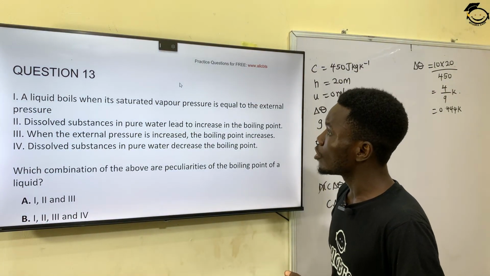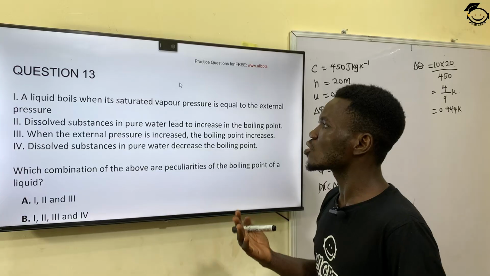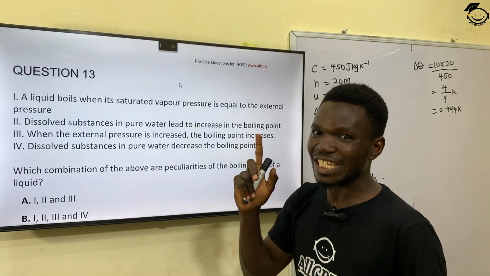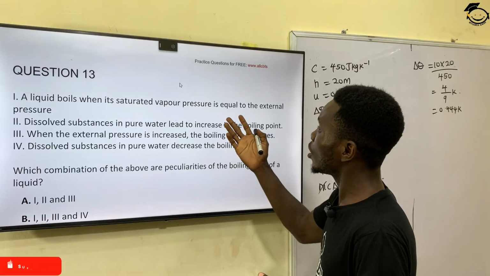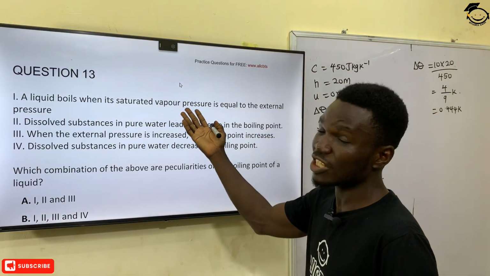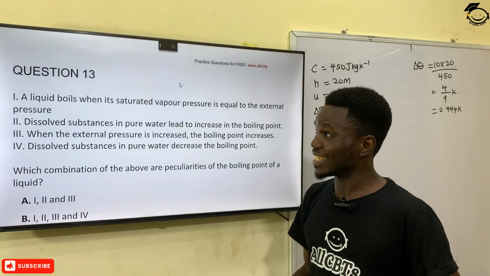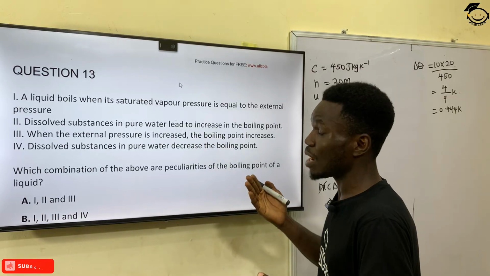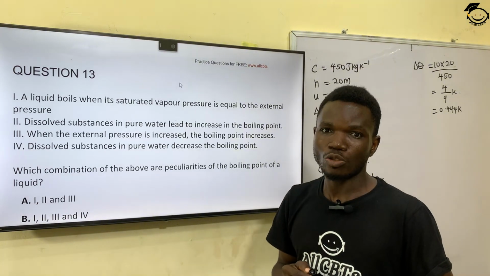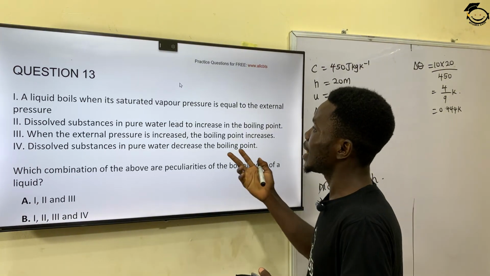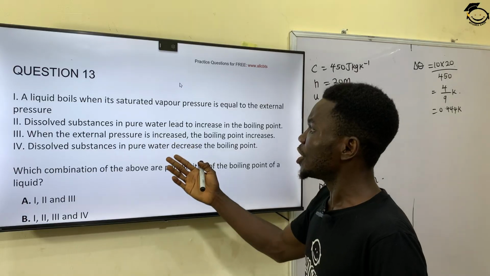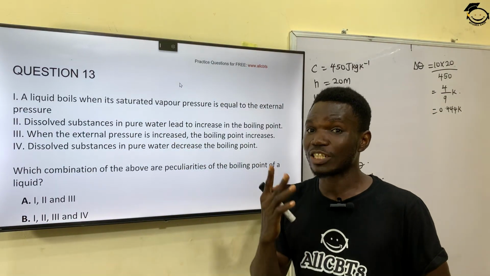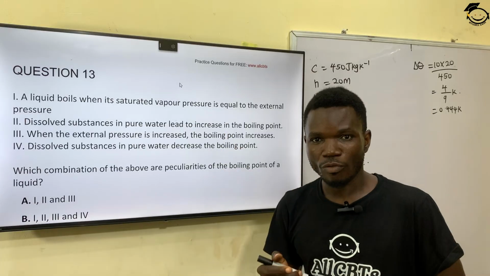So looking at this, we know that whenever you dissolve substances in pure water, the boiling point increases. It does not reduce. And all of the other options, like the first one, that is the original definition of boiling point. Whenever the saturated vapor pressure equals the external pressure, then the substance tends to boil. That is what? Boiling point. Then the third one, if the external pressure is increased, automatically the boiling point will also what? Increase, from the definition of boiling point.